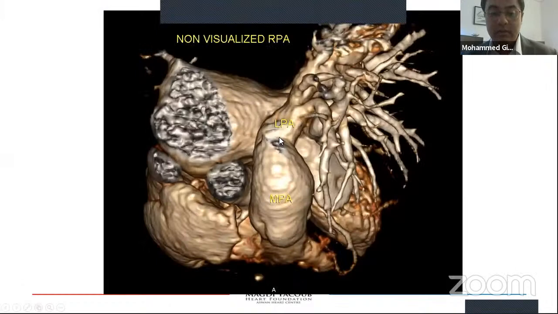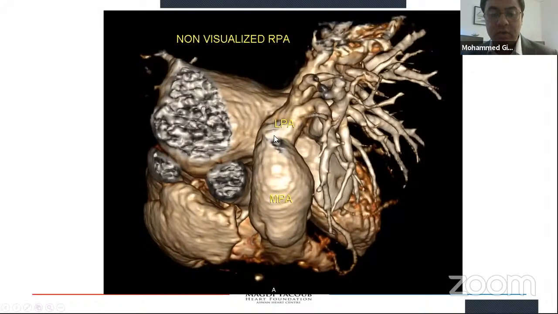As you see here, this is a 3D volume rendered image. It shows the anatomy: main pulmonary artery, left pulmonary artery, and non-visualized right pulmonary artery. Dr. Hatem, what was the management of this case?